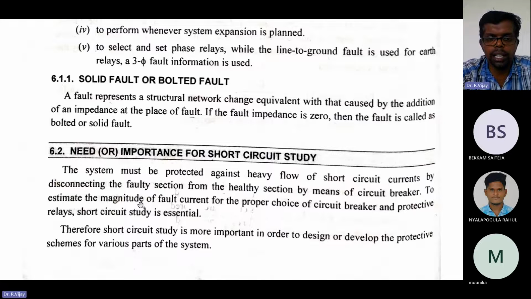So that is important. Therefore, short circuit study is more important in order to design or develop any protective schemes. From that only you can design the protective schemes for the various power systems. First, you need to make this short circuit study. Then after that only you choose your circuit breaker, relay, everything. So that is very, very important.